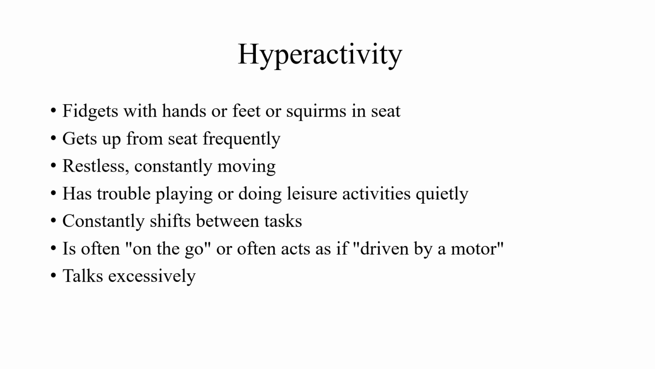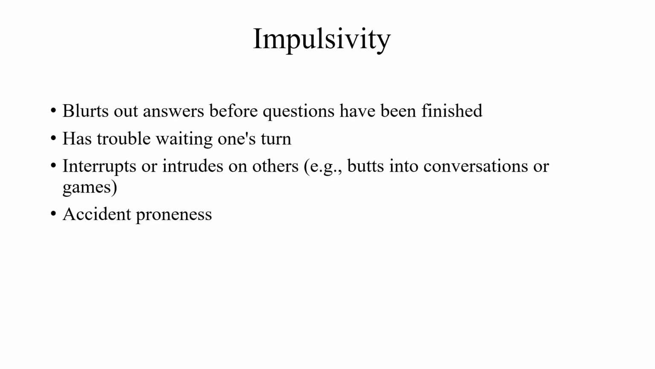Hyperactivity: fidgets with hands or feet or squirms in seat, gets up from seat frequently, restless, constantly moving, has trouble playing or doing leisure activities quietly, constantly shifts between tasks, is often on the go or often acts as if driven by a motor, talks excessively. Impulsivity: blurts out answers before questions have been finished, has trouble waiting one's turn, interrupts or intrudes on others. Example, butts into conversations or games.